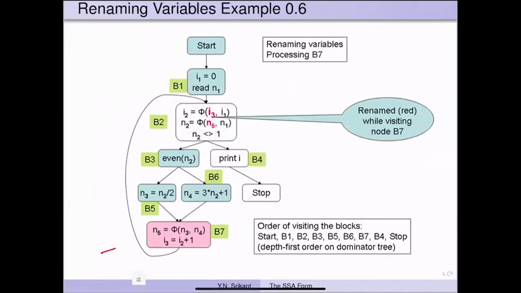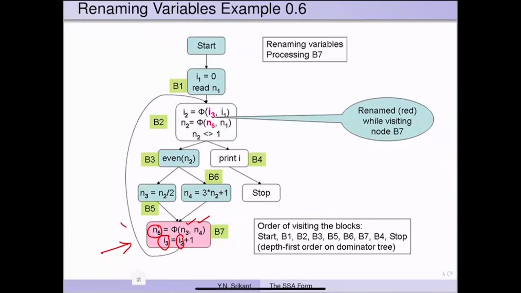Then we visit the block B7. So this variable here gets a new name N5. This variable gets a new name I3. And this is the old I2. And these two have already been renamed, so no problem about that.